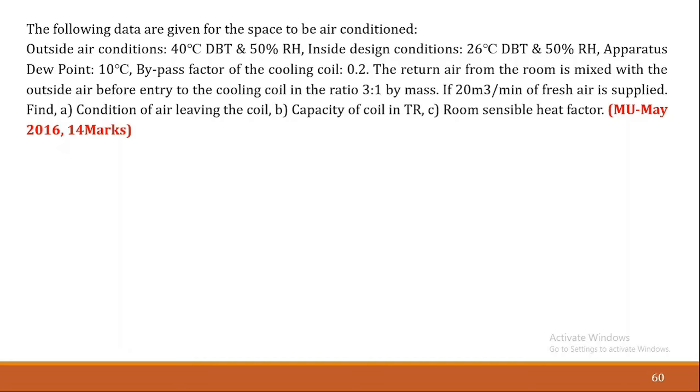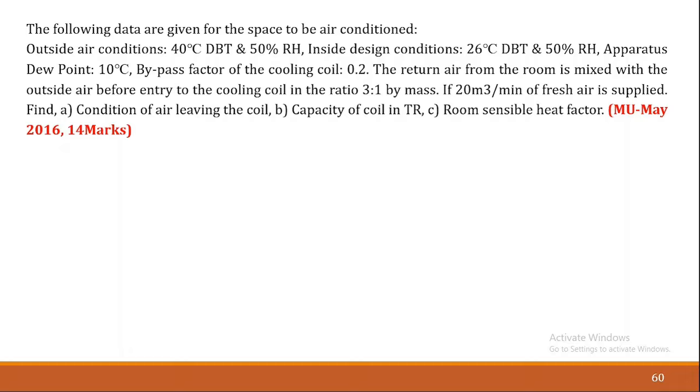दोस्तों, वेलकम टू द क्लास। हम सॉल्व कर रहे थे प्रॉब्लम्स ऑन साइक्रोमेट्रिक प्रोसेसेस। So this is our fourth problem. The following data are given for the space to be air conditioned. Outside air design condition 40 degrees Celsius dry bulb temperature and 50% RH. Inside design condition 26 degrees Celsius dry bulb temperature and 50% RH. Apparatus dew point temperature, that is coil temperature, 10 degrees Celsius, and bypass factor of the cooling coil is 0.2.